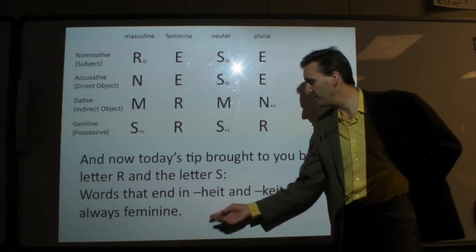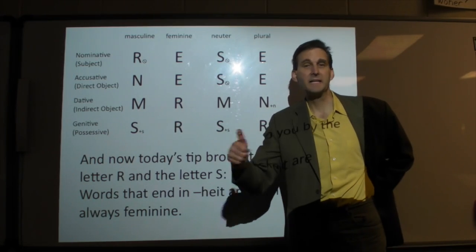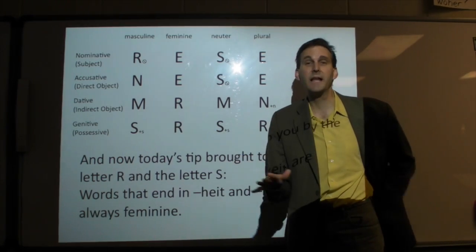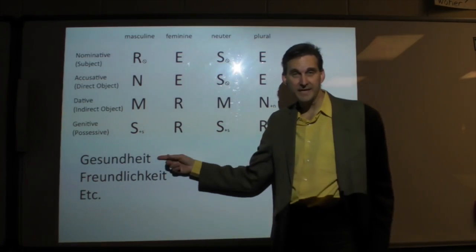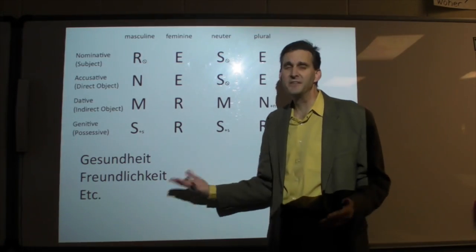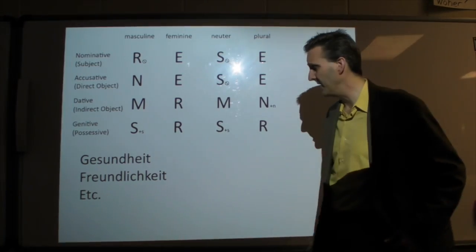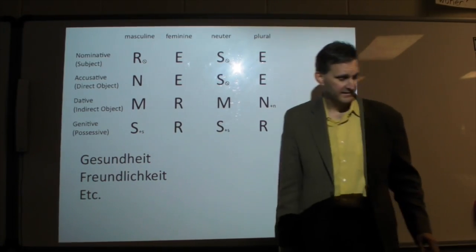Now, and here's today's tip if you're writing down these clues here. Any nouns that end with heit and keit are automatically feminine. Heit and keit always, without exception, are feminine. And we have words like Gesundheit, which is health, Freundlichkeit, friendliness, and there's quite a few words in German that work that way. So heit and keit words, always feminine, and there we go.